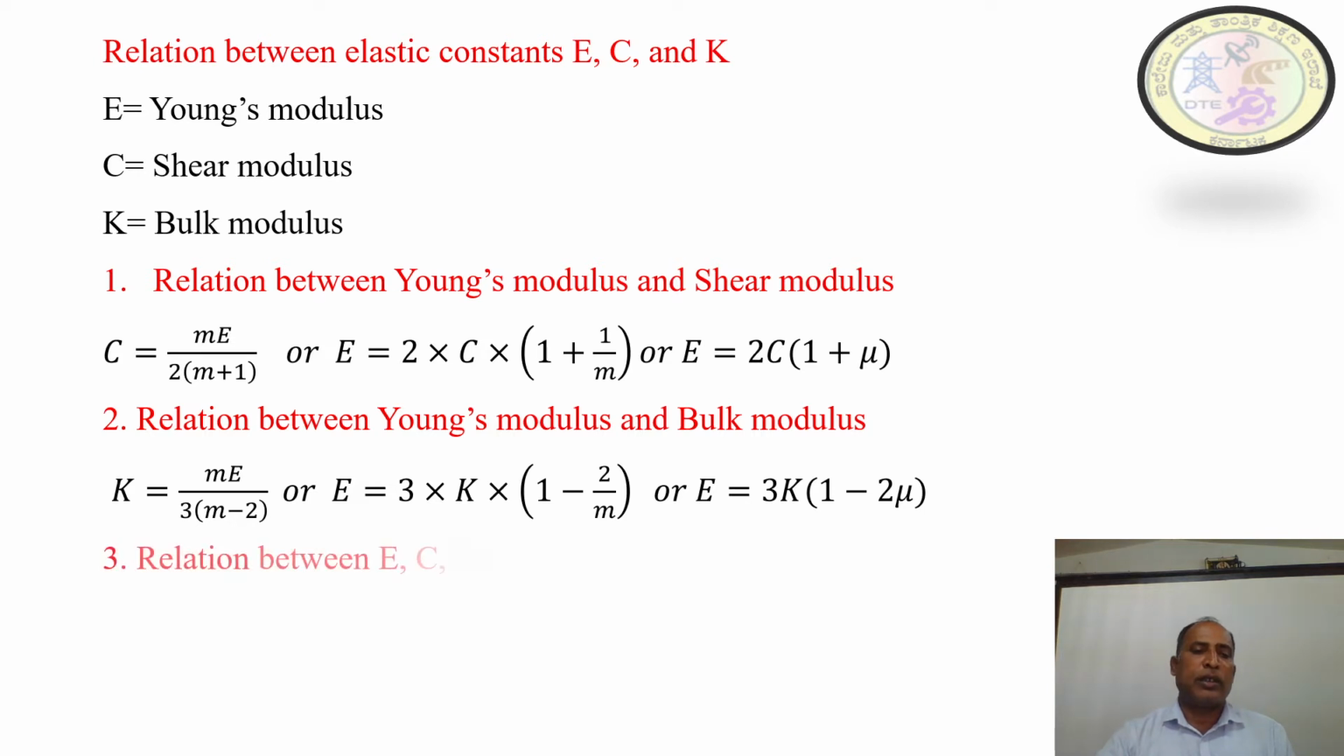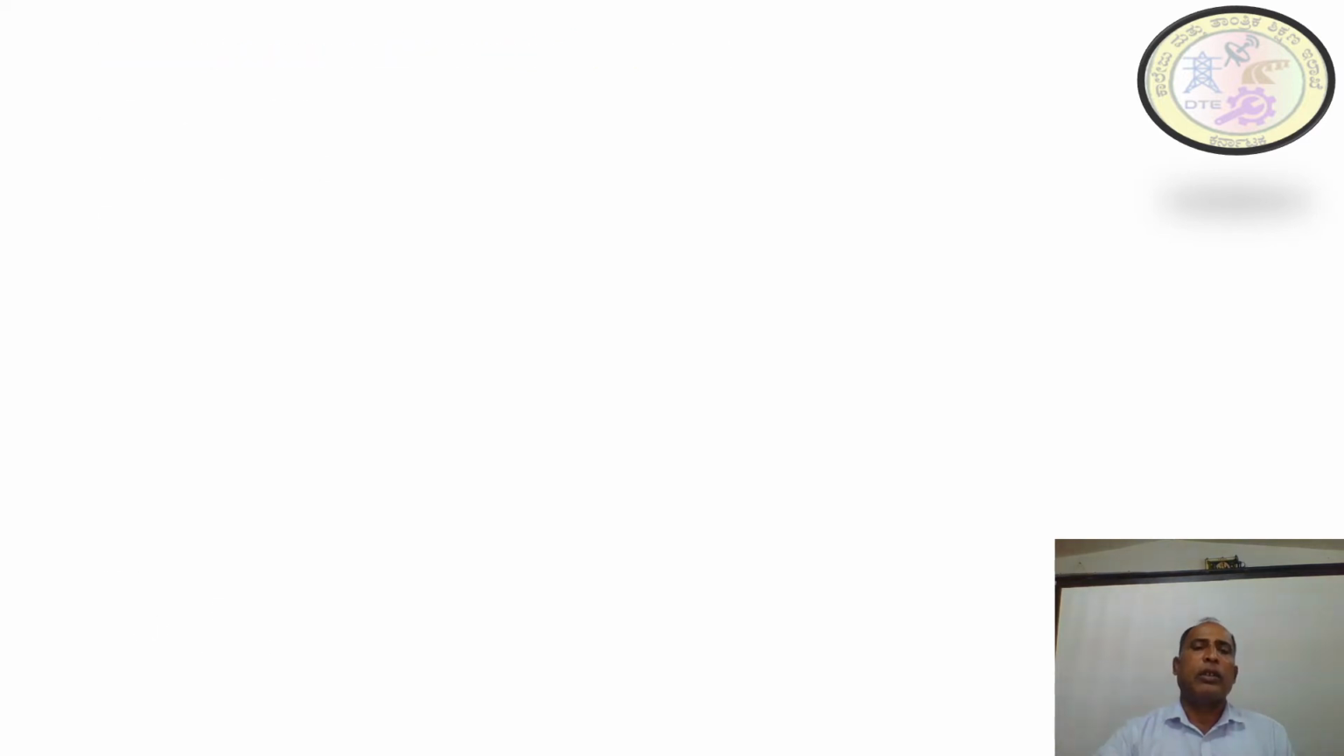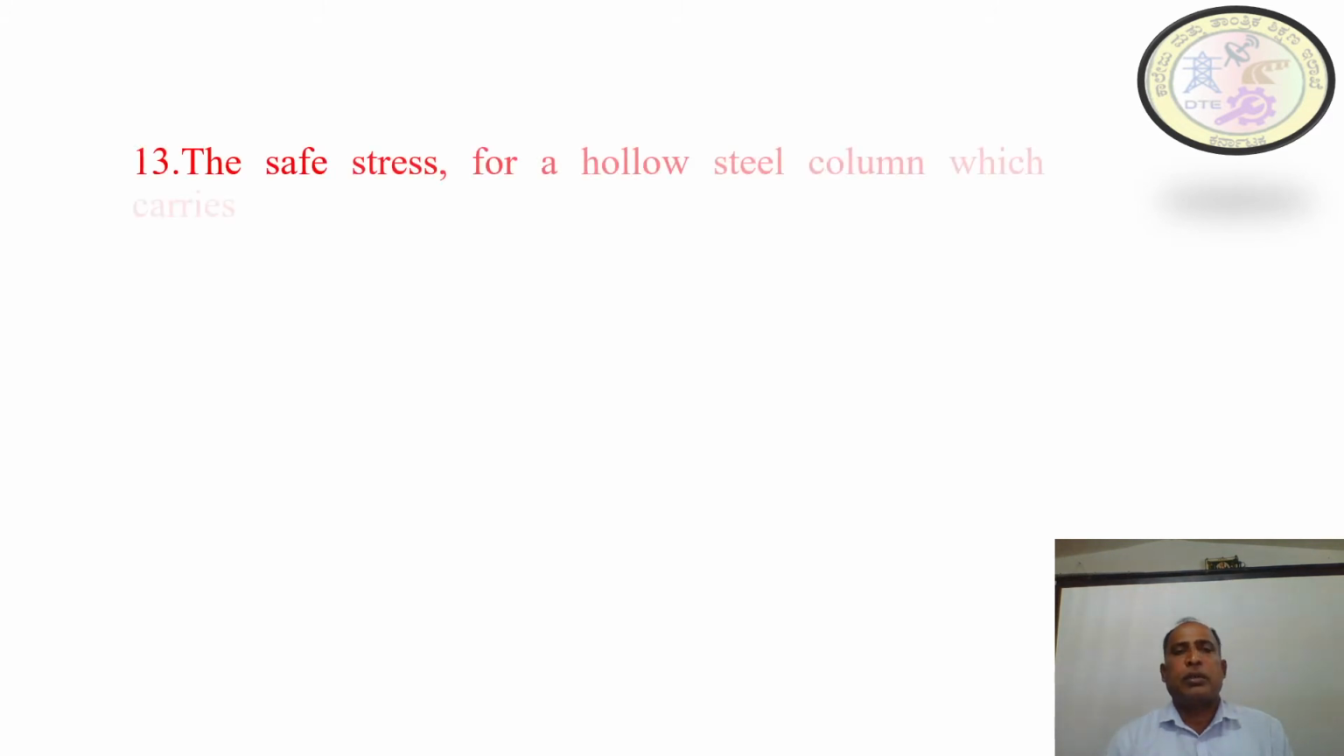And the third equation, which gives the relation between all three elastic constants, Young's modulus E, shear modulus C and bulk modulus K, is E equal to 9KC by 3K plus C. So now we'll start the problems.